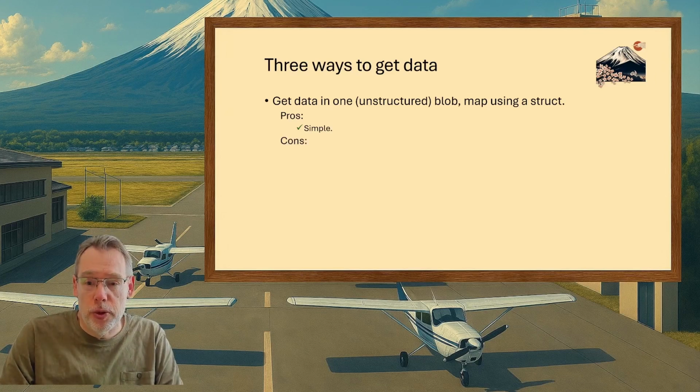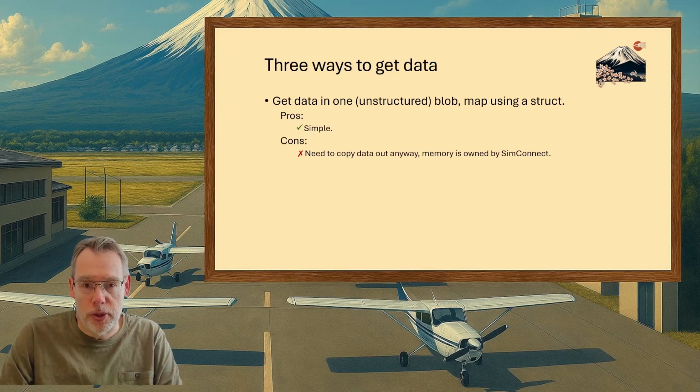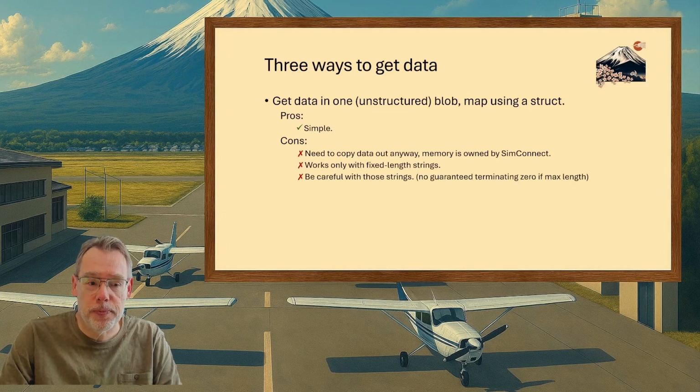But there are also a few cons. First of all, you need to copy the data out anyway because the memory that you are receiving for that message is owned by SimConnect. So if you keep pointers to it for a long time, those pointers will start pointing at other data, which is not something you want to do. The next thing is, of course, that you need to work with fixed length strings. If you want to use variable length strings, you cannot do that with a struct because you don't know how large that character array needs to be.